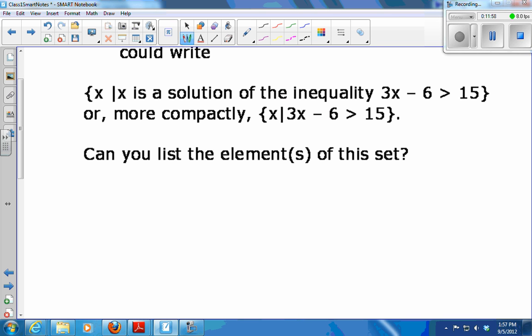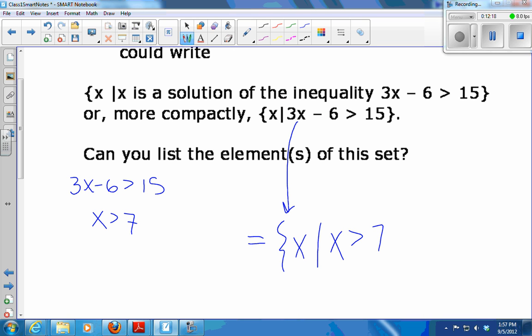X is greater than 7 are the numbers in that set. Yep. So we can solve the inequality, and you get X has to be greater than 7. So this set is equal to the set of all X such that X is greater than 7. So this is a nice handy dandy little way to write out the solutions for inequalities.